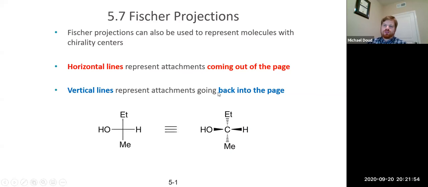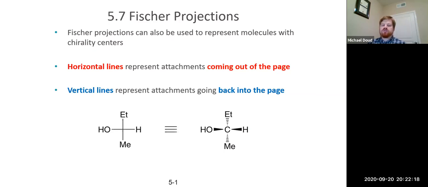This is Professor Dowd with just a very short lecture video this time on a very small aspect of stereochemistry for now. It's a new way to represent molecules that have chiral centers, which is called the Fischer projection. We're just covering section 5.7 on Fischer projections. It's kind of an oddball section here.